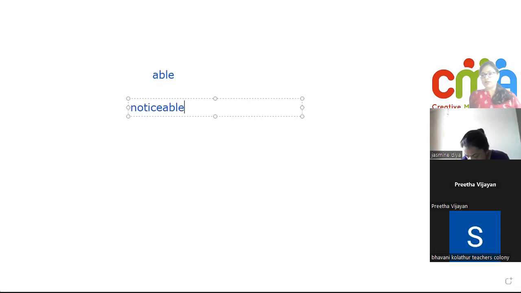Because what will happen if we remove this E? Will it remain noticeable or become noticable? Noticable. Yes. So that's the reason why we cannot remove E here. Otherwise, mostly what we do, we remove.